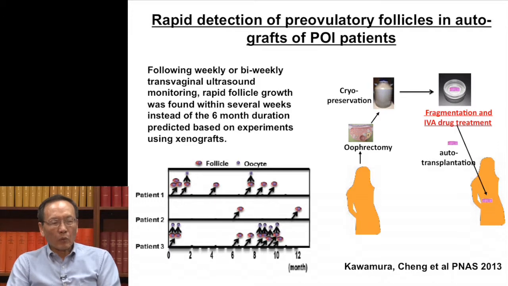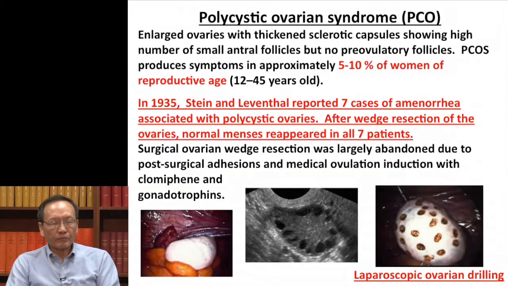However, we as basic scientists were really surprised by the finding and somehow depressed, because you can see that in patients number 1 and 3, the preovulatory follicle was obtained within 3 weeks after degrafting, contradicting our original hypothesis that it took 4 to 6 months for the primordial follicle to go all the way to the preovulatory follicle. Something is wrong. It does not fit our original hypothesis. So we began to try to figure out what is going on.